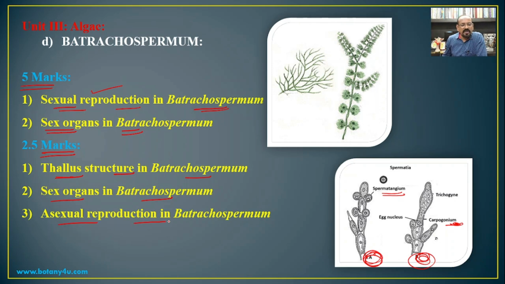Then asexual reproduction in Batrachospermum. After germination of the carpospore, there is development of the juvenile stage in case of the Batrachospermum, which reproduces by means of the monospores, and reproduction by means of the monospore is a method of asexual reproduction in Batrachospermum.